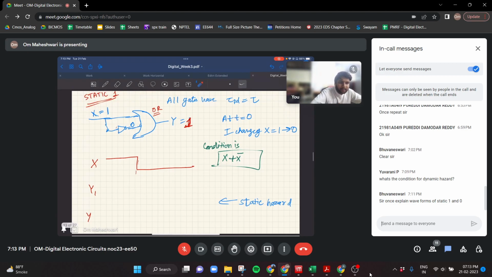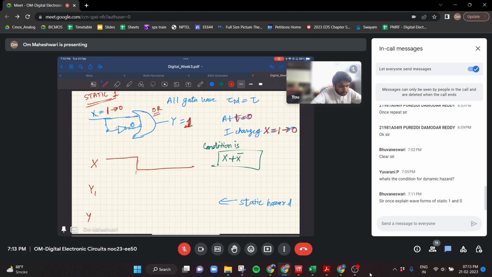But it is a hazard, that means there is something wrong. It will not always remain 1. That is due to its propagation delay. So let's say this gate has a propagation delay of tau. Also, this gate has a propagation delay of tau. So what I'm doing is, let's say at time t equal to 0, I'm changing x from 1 to 0. X was 1, right? Earlier I am changing it to 0.